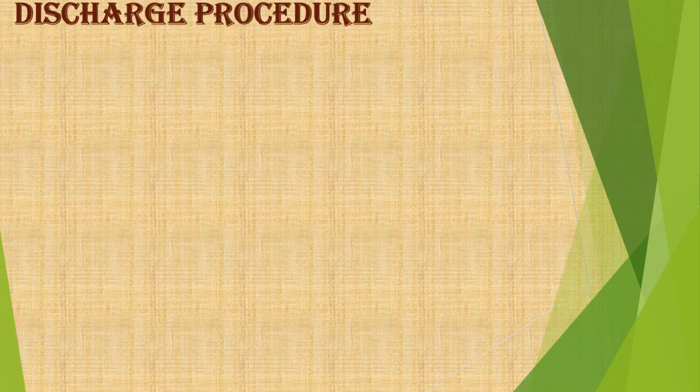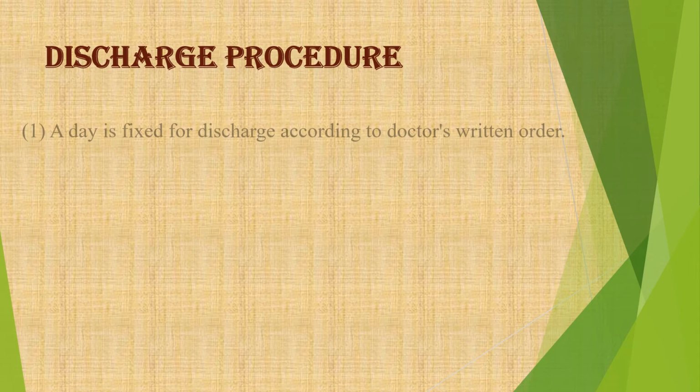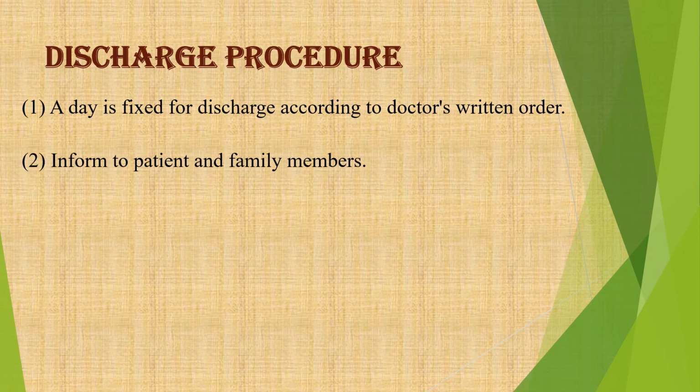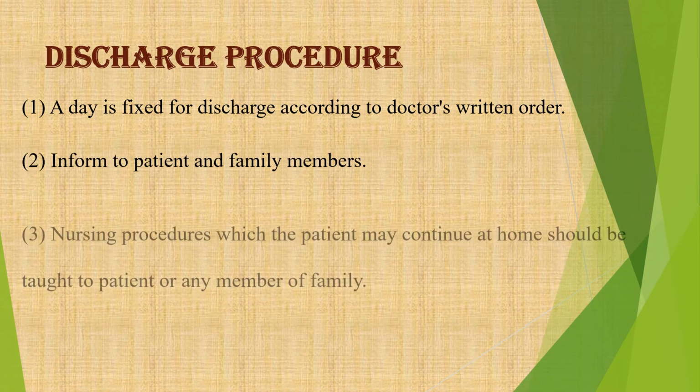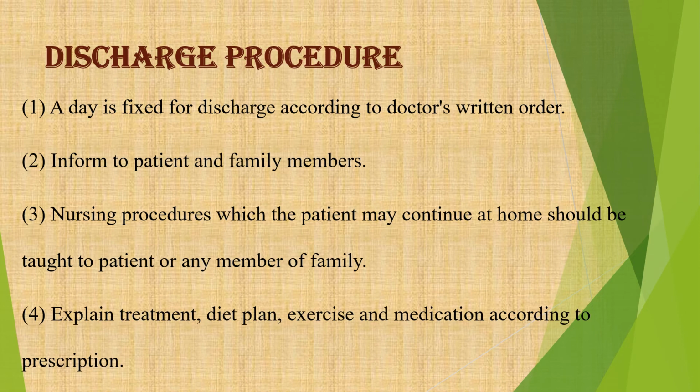Here is the list of points which are to be considered when a patient is discharged. A suitable day is fixed for the discharge according to the doctor's written order. Inform the patient and the family members. Nursing procedures which the patient may continue at home should be taught to the patient or any member of the family. Explain the treatment, diet plan, exercise, and medication according to the prescription.